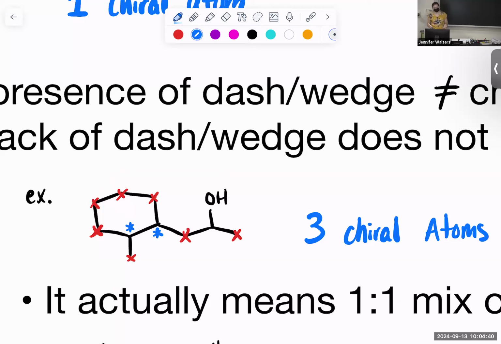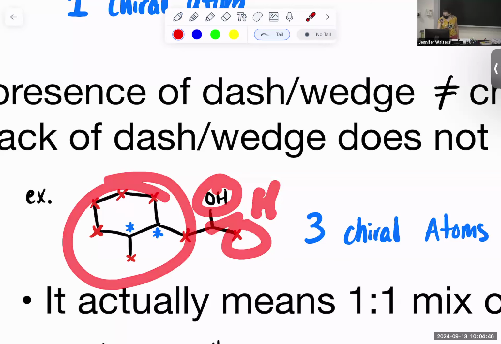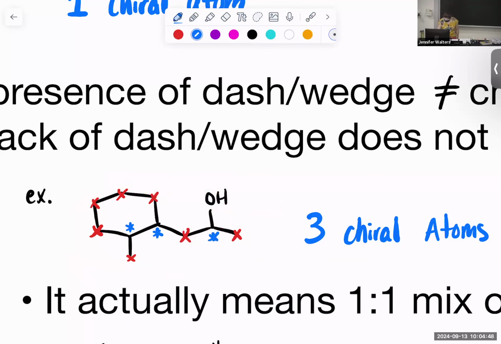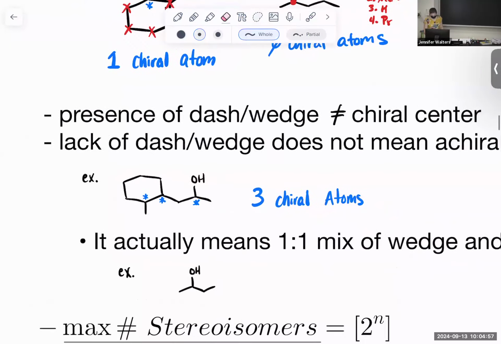That's usually the one that most students miss. And then for this one, I see the alcohol, the hydrogen, the methyl, and then the whole left side of the structure. That is also a chiral carbon. So there are 3 chiral atoms in here.